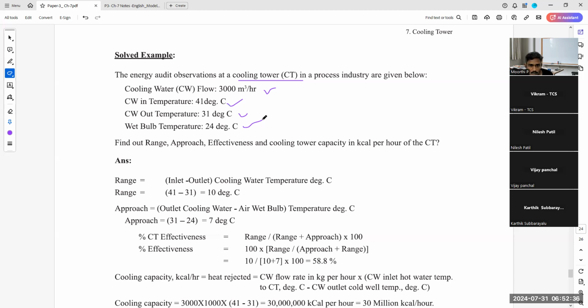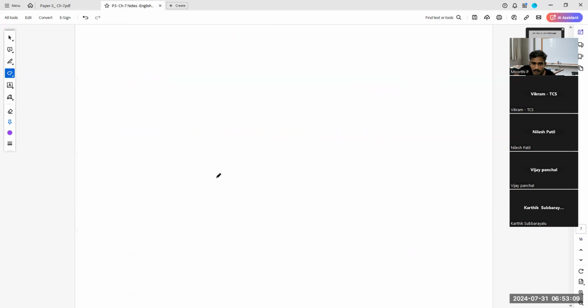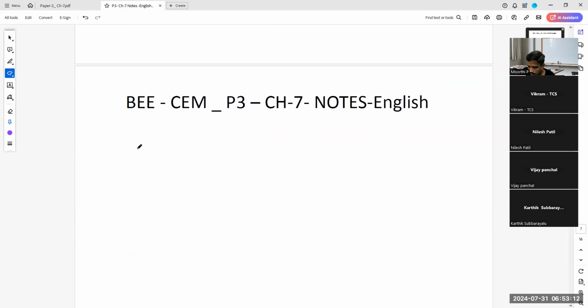31 minus 24. Okay. What is effectiveness? Range, approach, effectiveness? Range divided by range plus approach. Okay, we will do the calculation.